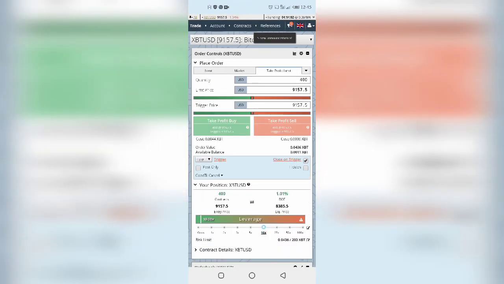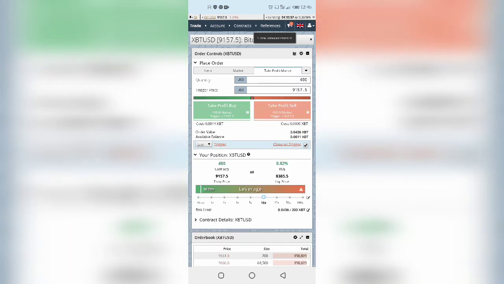Then this is another place where you can set your take profit. You can set your take profit here, limit, or you can set your take profit market. Remember, take profit market is that you want to take profit at the current market price, and take profit limit price, you want to set a particular price at which you want to take your profit. Then the best way to set your stop loss is to use stop market. Stop market will trigger immediately as soon as it hits the market price.